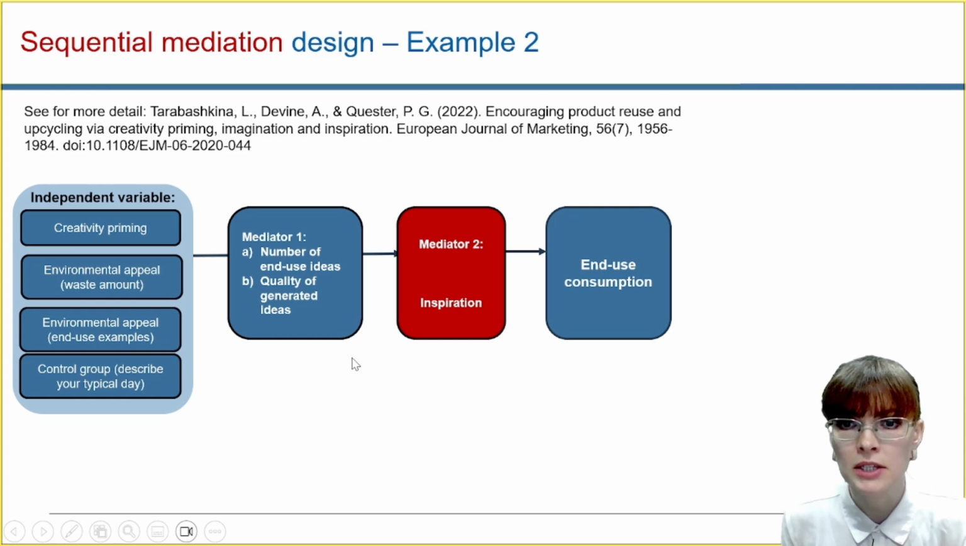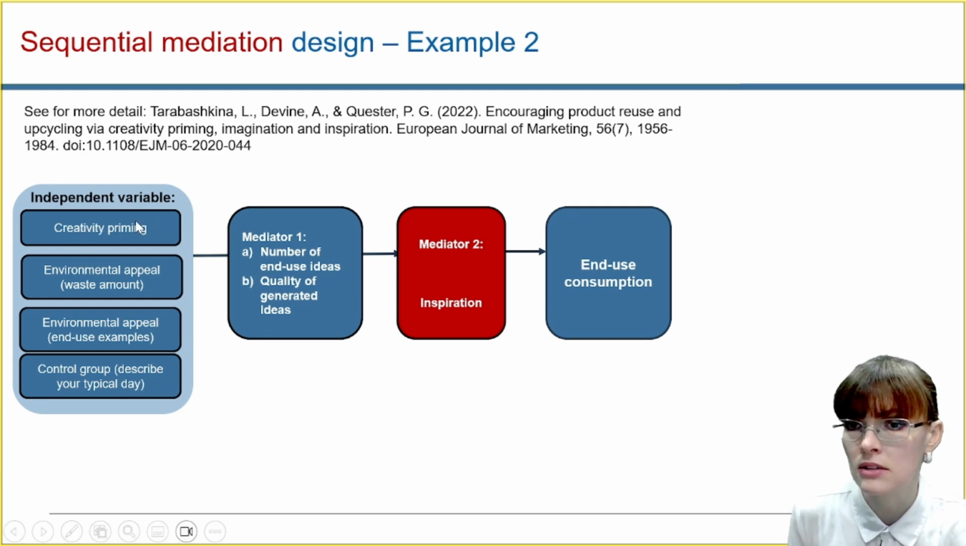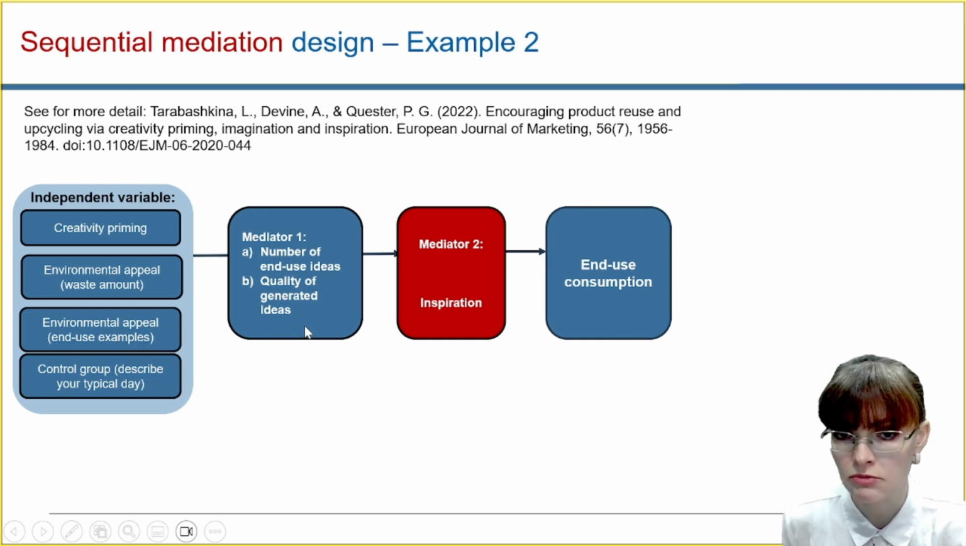And in this case, in our first mediator, we hypothesized that creativity priming should be more effective in helping consumers come up with a greater number of end-use ideas and also in the quality of generated ideas. So the quality of the ideas should be better when consumers are primed to think creatively. And by the way, here we have given them a task to come up with end-use ideas for products.